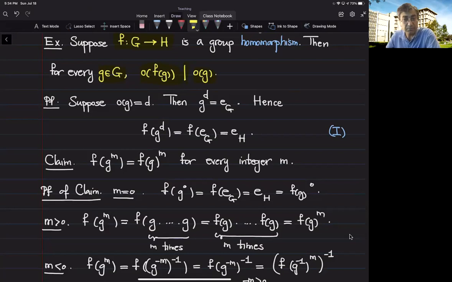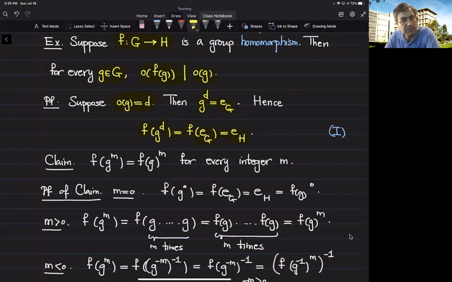So suppose the order of element g is d, a positive integer d. In particular, that means g raised to the power d is the neutral element of the domain. Because f is a group homomorphism, it sends the neutral element of the domain to the neutral element of the codomain. And therefore, f of g raised to the power d is the neutral element of the codomain.